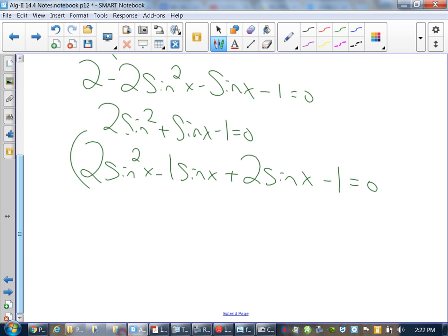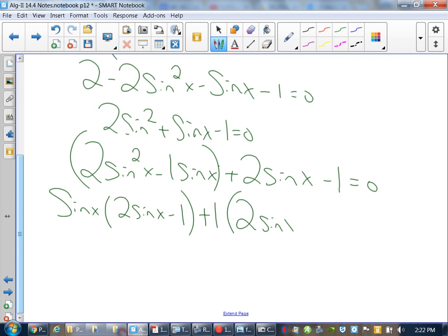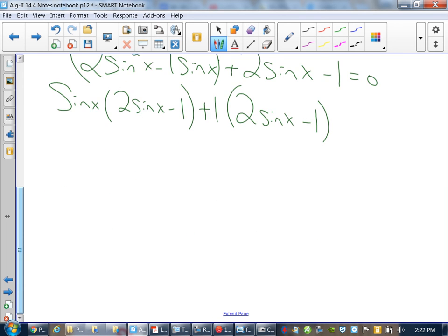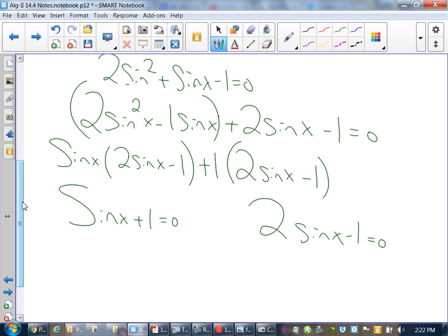So for your GCF, as you group them, we have a sine of x, and a 2 sine x plus a 1. And it gives you terms. And you go from there. Okay?